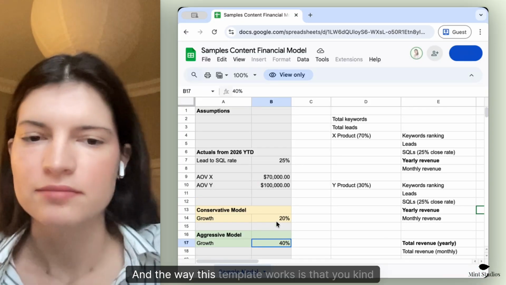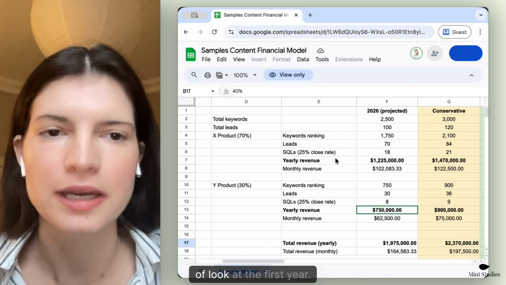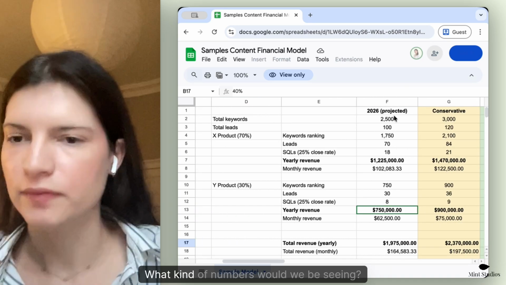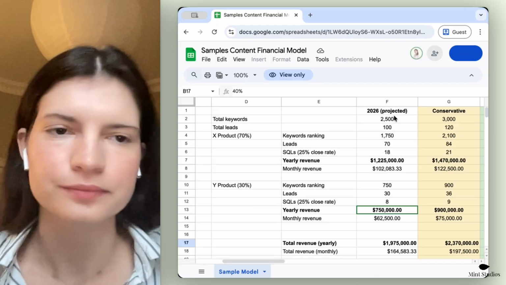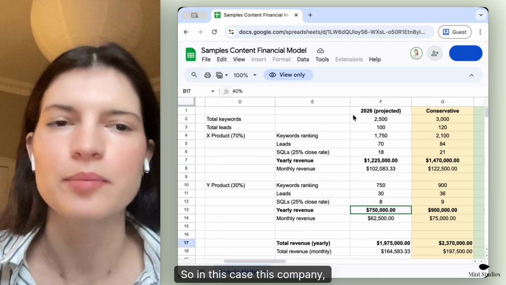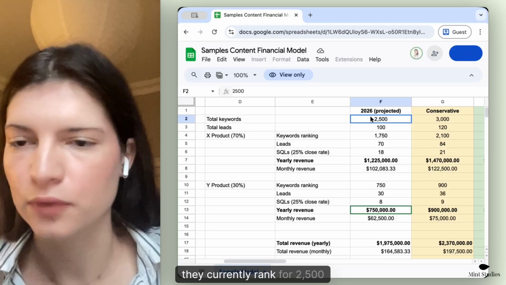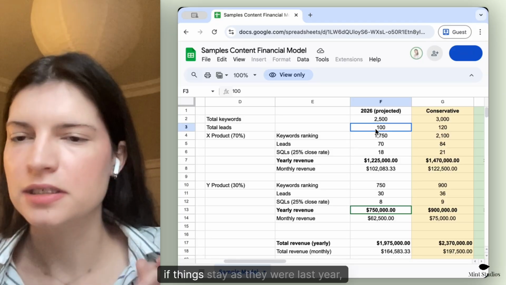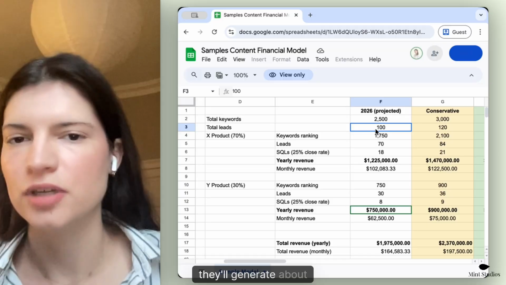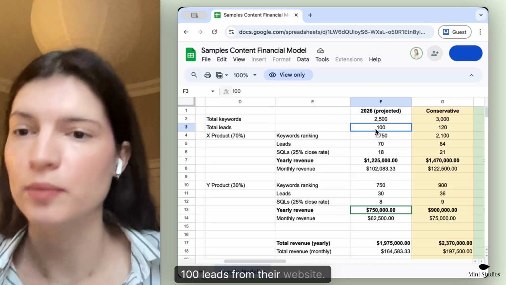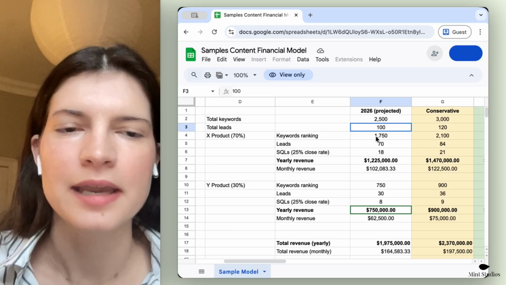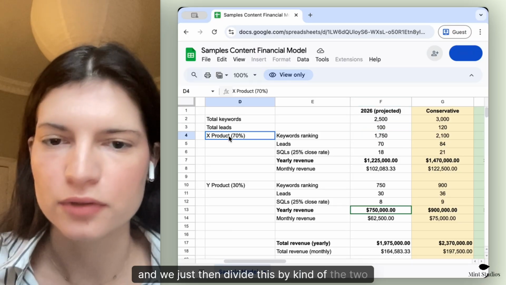And the way this template works is that you look at the first year. What if we didn't change anything? What kind of numbers would we be seeing? So in this case, this company currently ranks for 2,500 keywords. And if things stay as they were last year, they'll generate about 100 leads from their website. So this is where we get this number. And we just then divide this by the two different products.